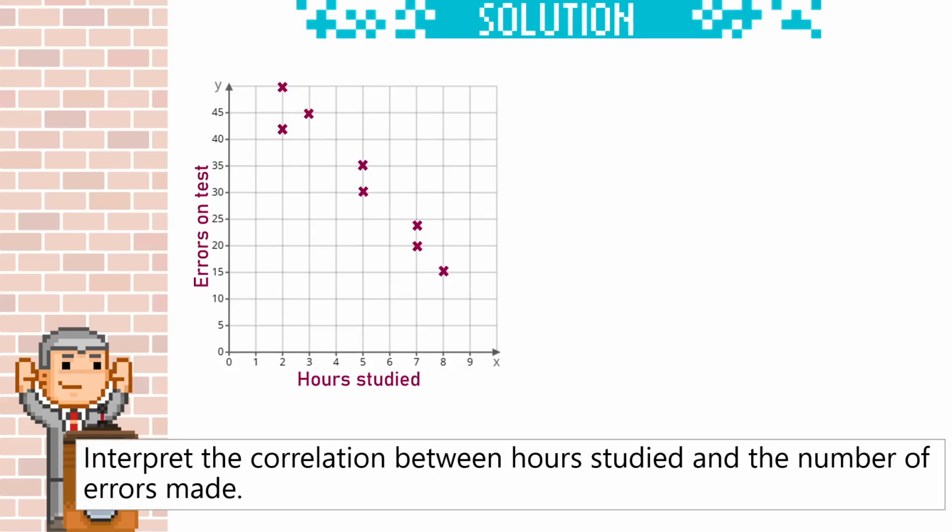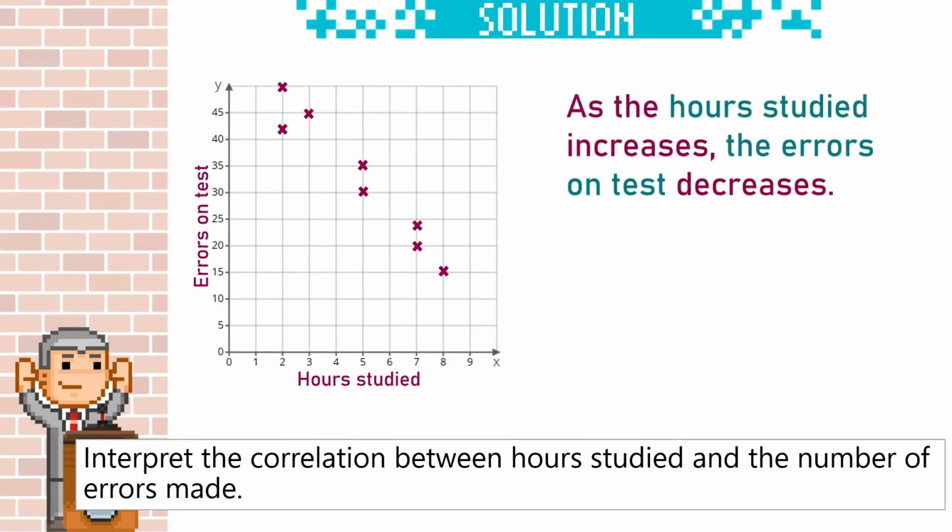We know that this is a strong negative correlation, but we're asked in this question to interpret the correlation. To do this, you can say as the thing at the bottom increases, the thing on the left either increases or decreases, depending on whether it's a positive or negative correlation. So, as the hours studied, which is our independent variable, increases, the errors on the test decreases because it's going to be a negative correlation.